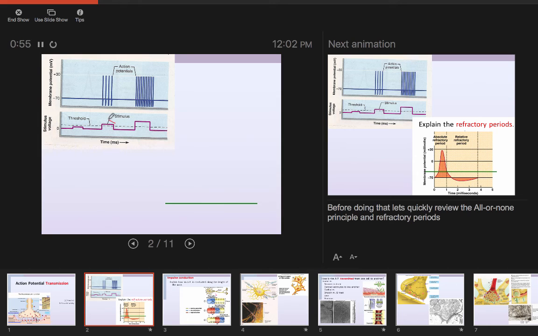Here we can see a stimulus that gets us past threshold, and we end up getting 4 action potentials that are all approximately the same magnitude. When the stimulus is even greater, the magnitude of the action potentials is no greater. They still go to approximately plus 30 millivolts. It's just that now, within a given period of time, we get more action potentials. And so again, we see the all or none law.